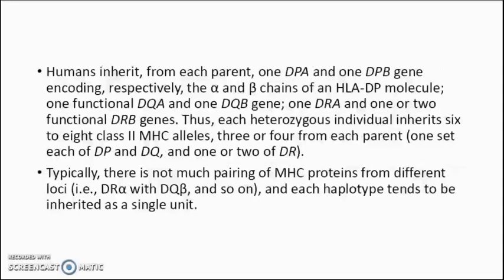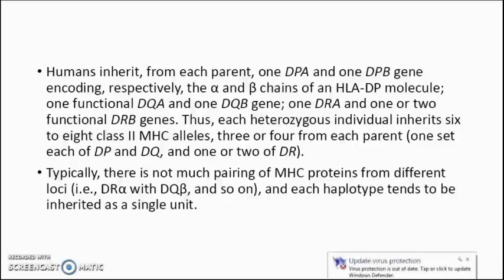Humans inherit from each parent 1 DPA and 1 DPB gene, encoding respectively the alpha and beta chains of an HLA-DP molecule, 1 functional DQA and 1 DQB gene, and 1 DRA and 1 or 2 functional DRB genes. Thus, each heterozygous individual inherits 6 to 8 class 2 MHC alleles, 3 or 4 from each parent, 1 set each of DP and DQ, and 1 or 2 of DR.